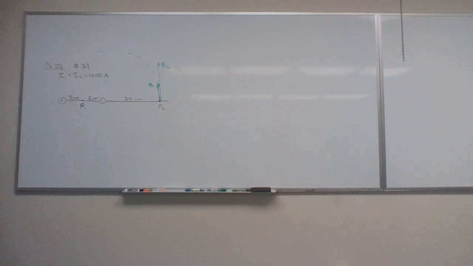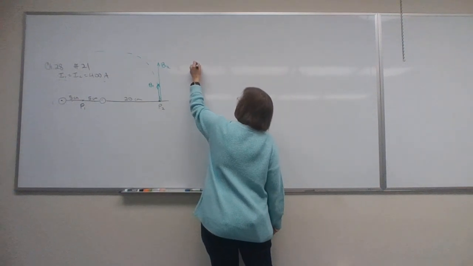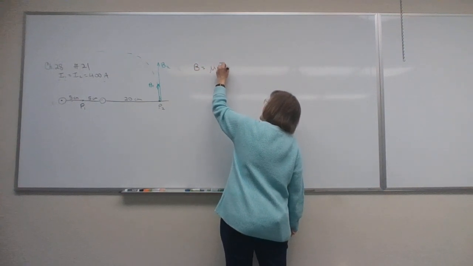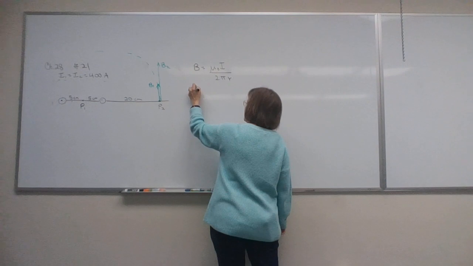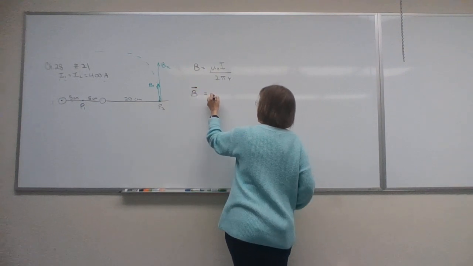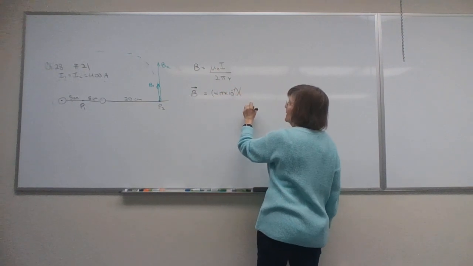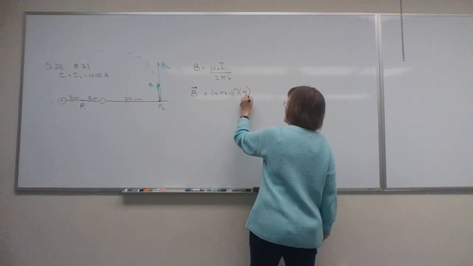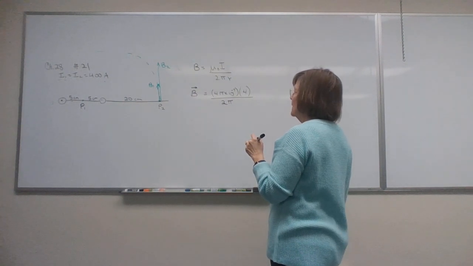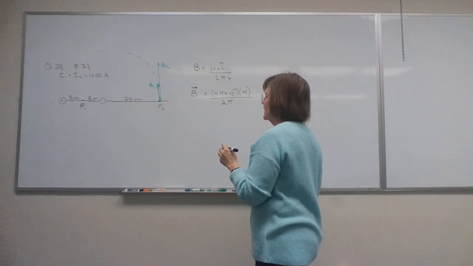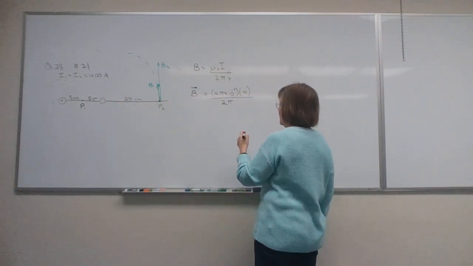For a long straight wire, it's just mu naught I over 2 pi r. So I'm just going to add the two together. For B1, it's going to be mu naught, which is 4 pi times 10 to the negative 7, times I, which is a current of 4, over 2 pi r. And for B1, r is 30 centimeters. 5 plus 5 plus 1, so 0.30 meters.